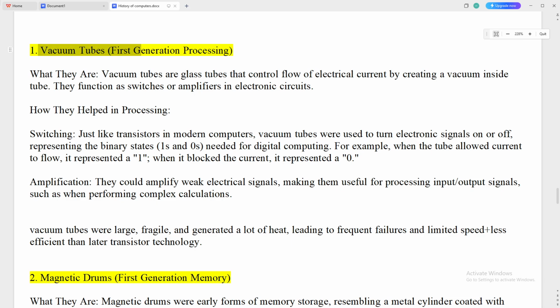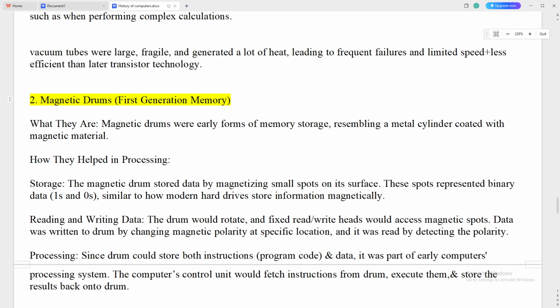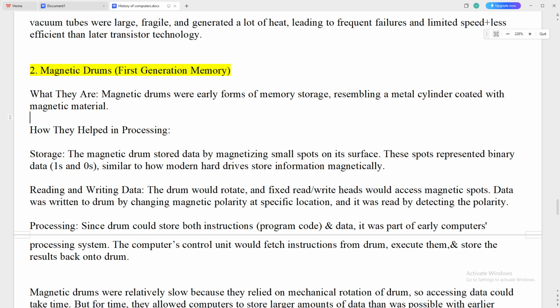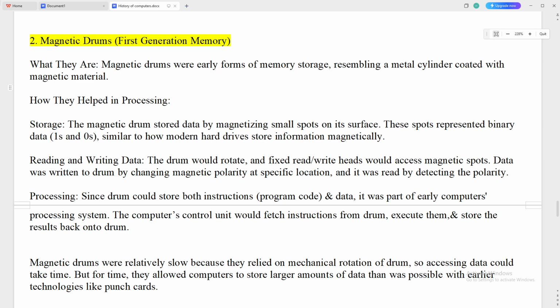Okay, so as we know, vacuum tubes are for first generation processing. Now the thing is magnetic drums, first generation memory. So these magnetic drums come at the time of first generation. The magnetic drums were an earlier form of memory storage, resembling a metal cylinder coated with magnetic material. At ENIAC time there was no magnetic drum, but later on the IBM series had these magnetic drums, where a metal cylinder coated with magnetic material stores the data.